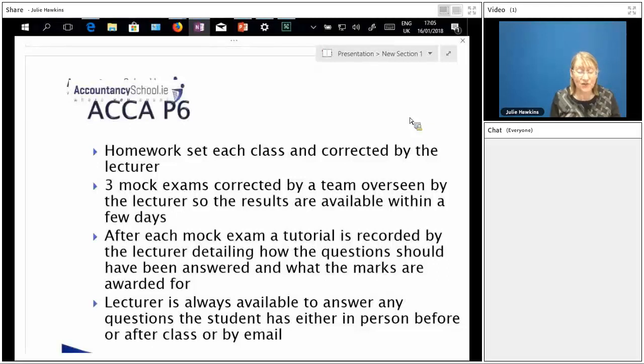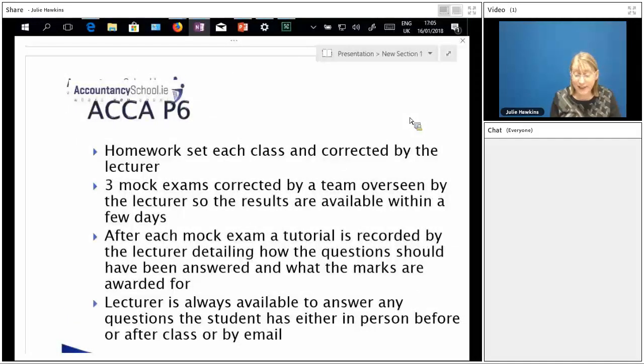With P6, students think they're doing great because they're able to put down loads of things in their solution, but a lot of the time it's not relevant and they're not getting any marks for it. And they don't really ever know this until somebody actually tells them, well, look, you wrote all that, it was actually right what you wrote, but it was totally irrelevant to the question. So these tutorials are really very, very important.